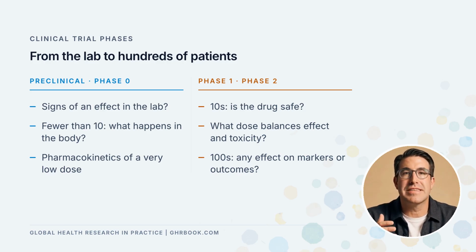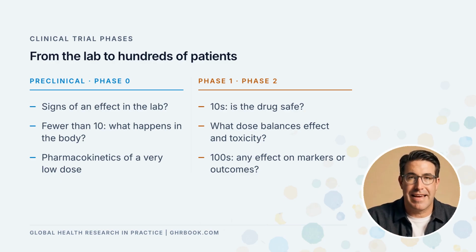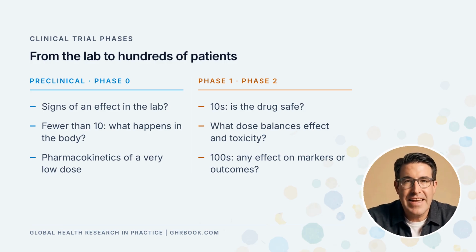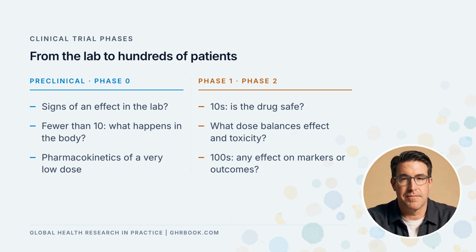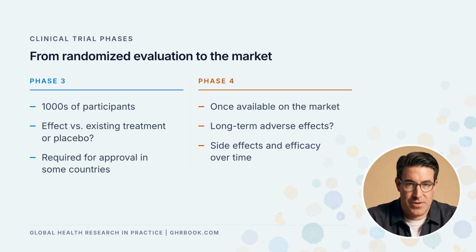Phase 1 enrolls tens of people. Is the drug safe? What is the best dose that balances possible effects with toxicity? Phase 2 enrolls hundreds and asks, when using this optimal dose, is there any effect of the drug on clinical markers or health outcomes? Phase 3 enrolls thousands. What is the effect of the drug on clinical markers or health outcomes when compared to an existing treatment or placebo in a randomized evaluation?